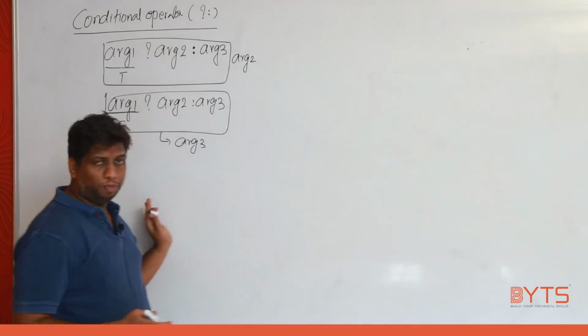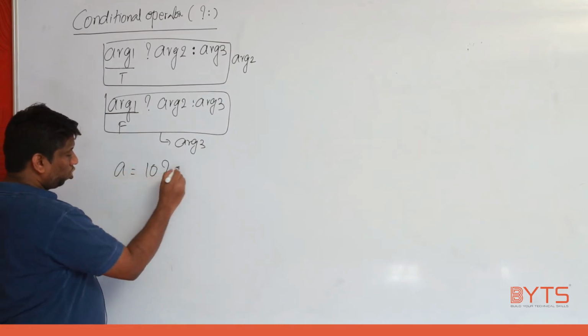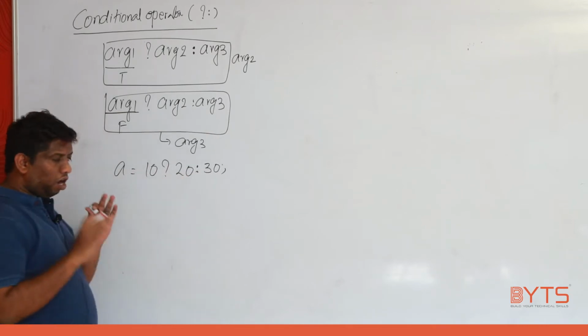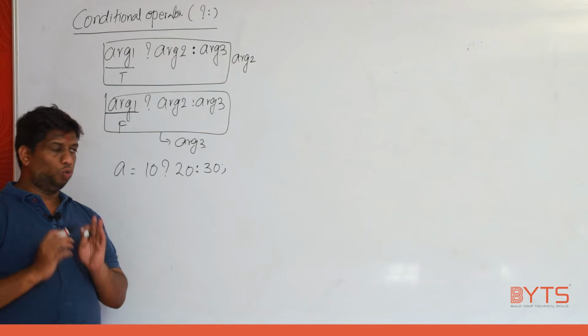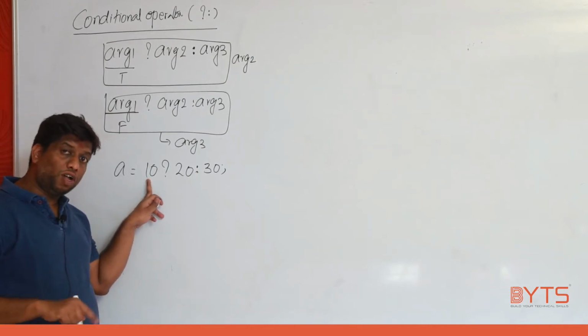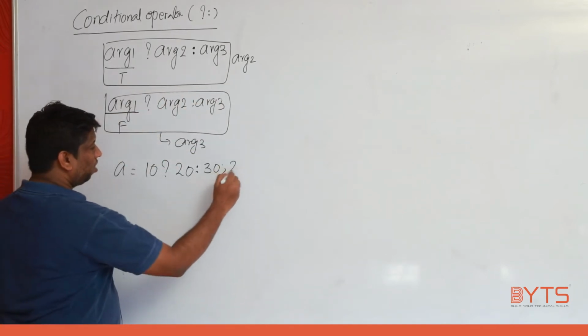So now we'll see some examples. Let us take A is equal to 10 question mark 20 colon 30. I already told, in C language every non-zero is considered as true. 10 is non-zero or zero? Non-zero. Non-zero means true or false? True. True means middle or right? True means middle only. That is the reason. What is the answer? 20.